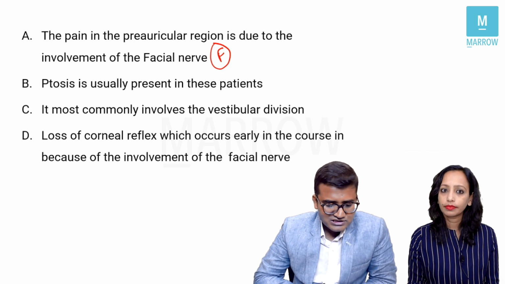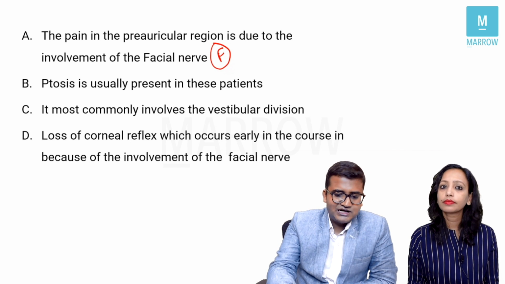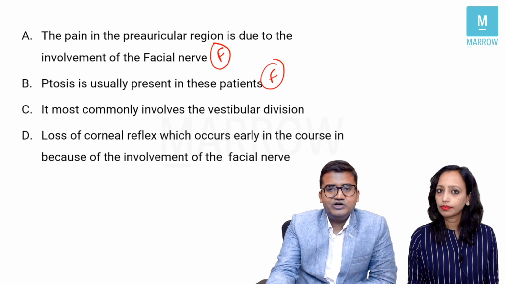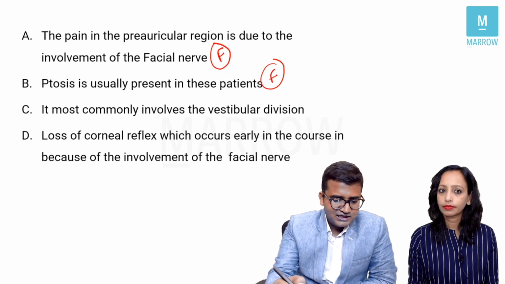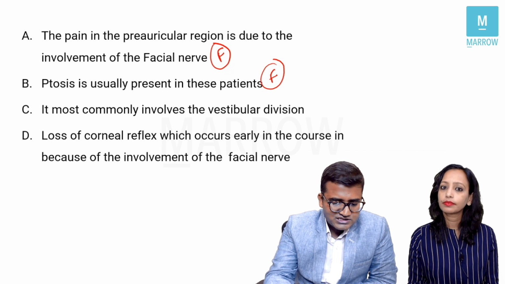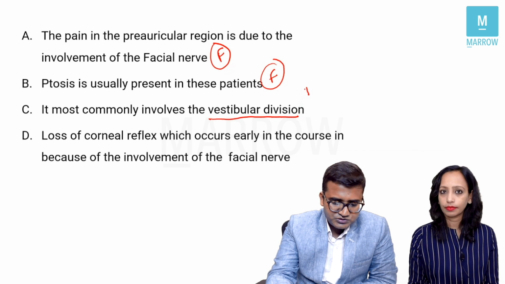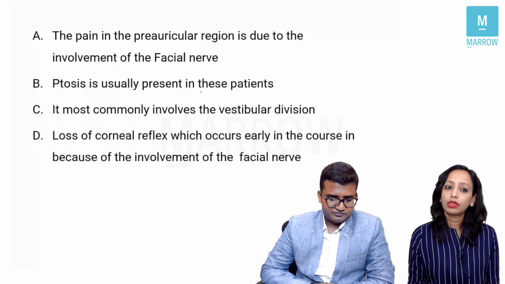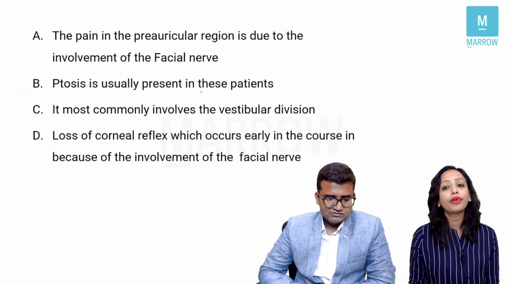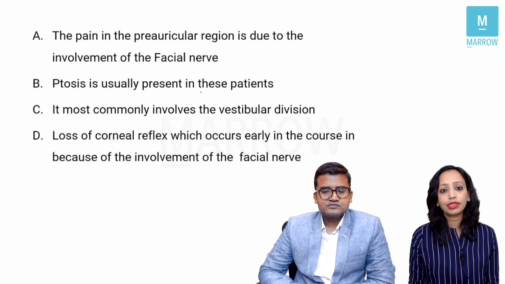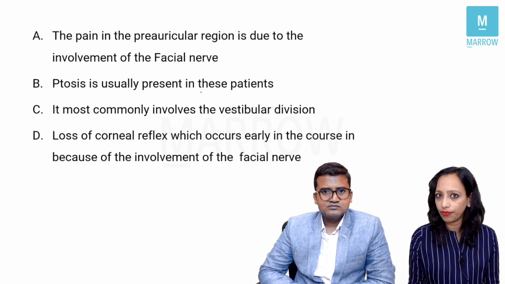Right. Now, ptosis is usually present in these patients. Again, this is false. So, ptosis is mainly due to the involvement of the oculomotor nerve. I told you already. P, PD, PDO. Yes. It most commonly involves the vestibular division. Yes, it is true. The D choice is loss of corneal reflex, which occurs early in the course of this disease, is because of involvement of the facial nerve.